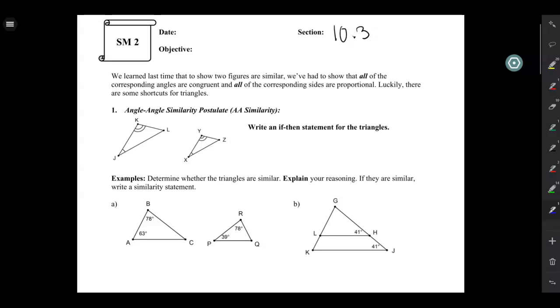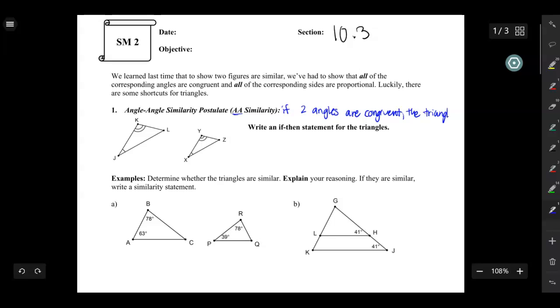triangles are similar. The first is called the angle-angle similarity postulate, and we sometimes just abbreviate it by writing AA. And it says that if two angles are congruent, and this is in triangles, the triangles are similar. So as long as we can prove that there's two angles in a triangle that are congruent, two pairs of corresponding angles, then we've got similar triangles.